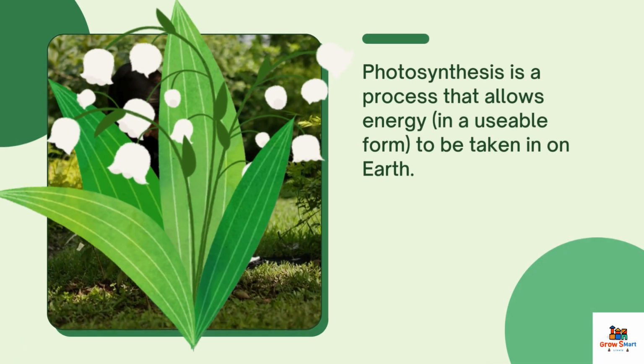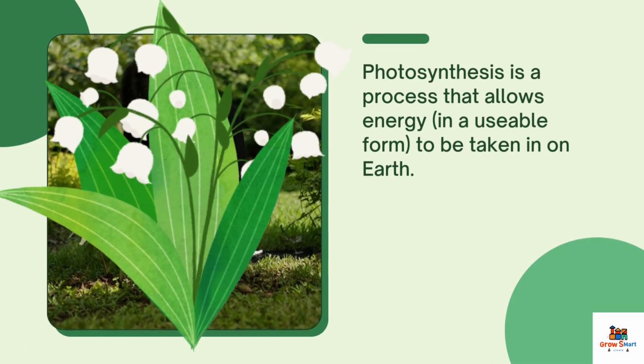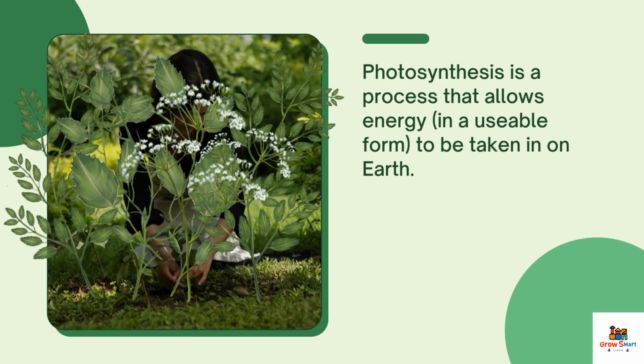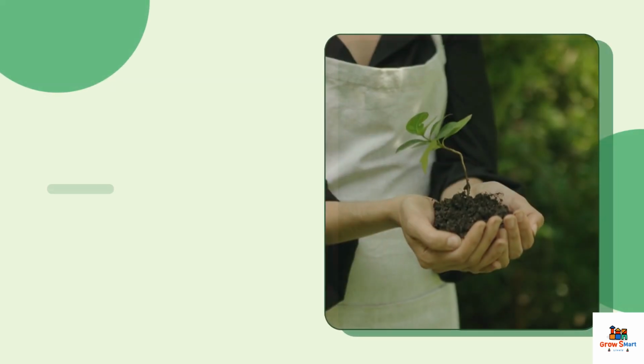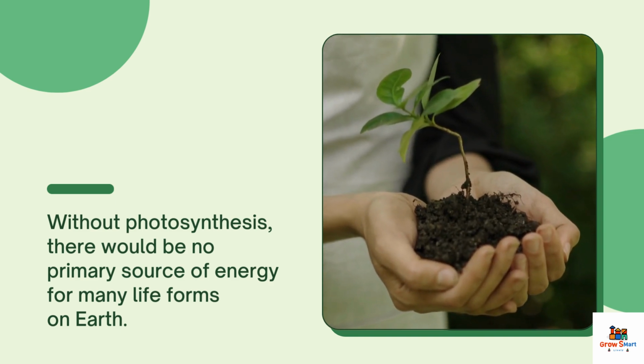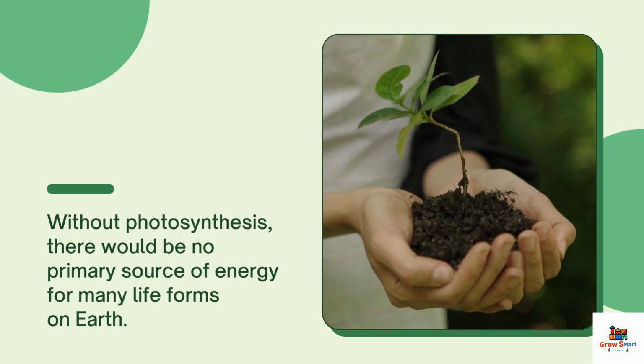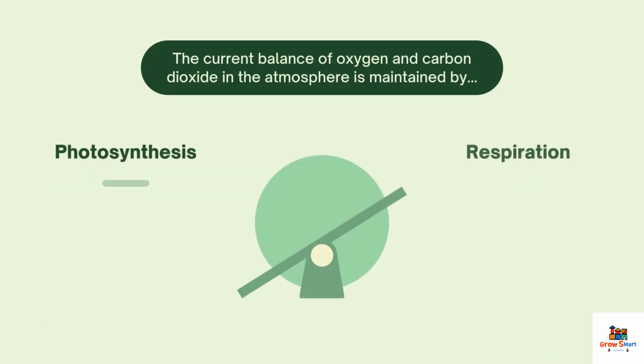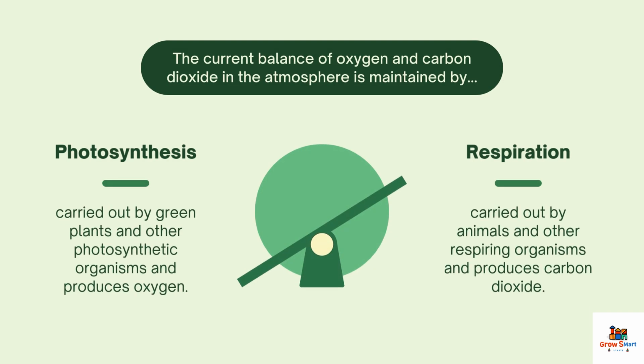Photosynthesis is a process that allows energy, in a usable form, to be taken in on Earth. Remember, without photosynthesis, there would be no primary source of energy for many life forms on Earth. The current balance of oxygen and carbon dioxide in the atmosphere is maintained by photosynthesis and respiration.